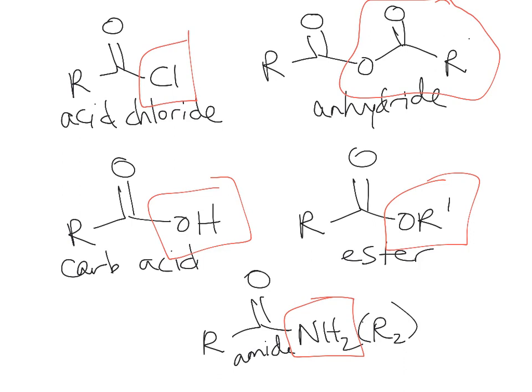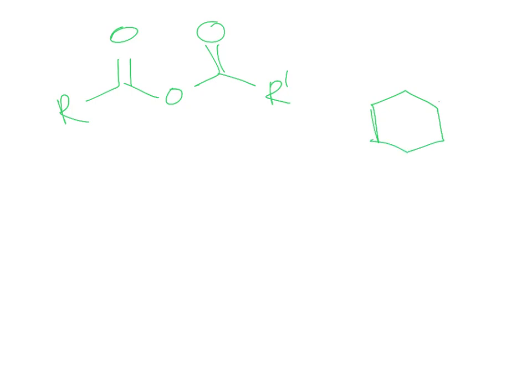Let me dig into these a little bit more. So our anhydrides can be either symmetrical or asymmetrical. So they can have the same R group on both sides or different R groups on both sides. They can also be cyclic. So if you have an oxygen here, that's an anhydride that can also exist.